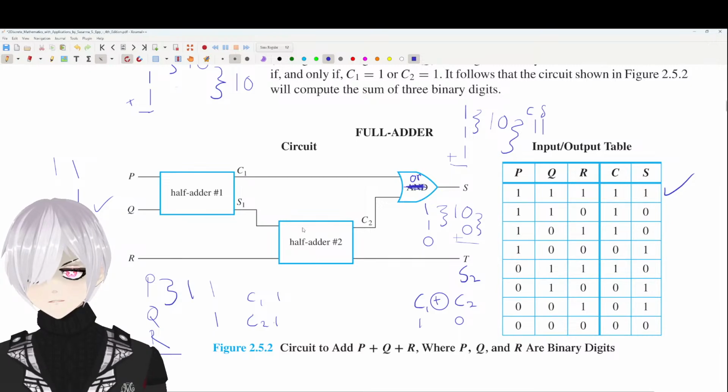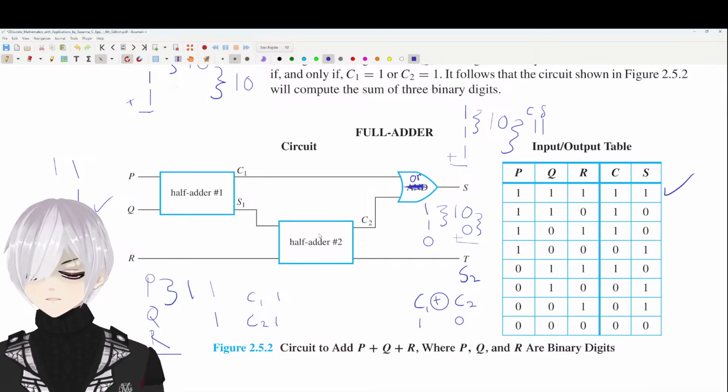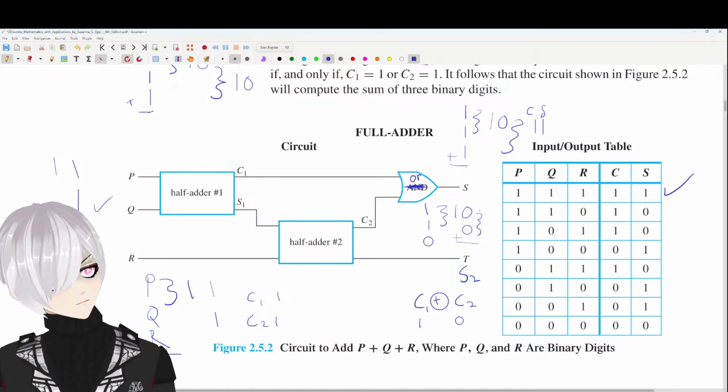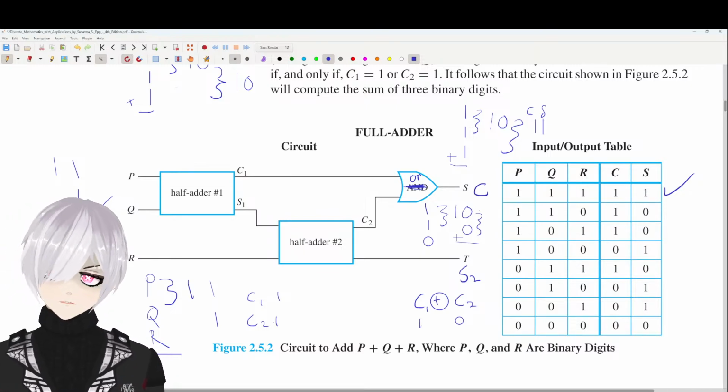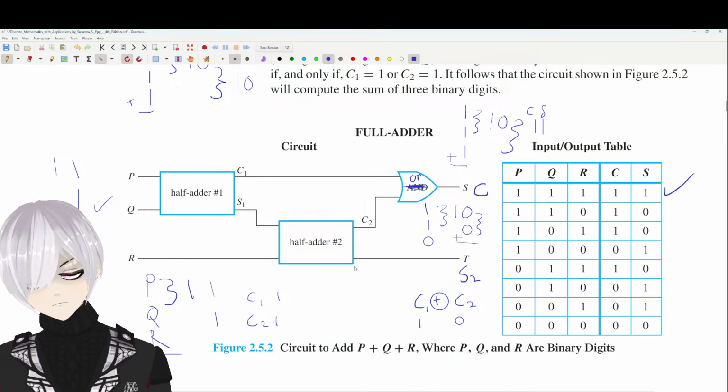Let's make sure. I guess these may have mislabeled everything. I think on the right, the S was really labeled C originally, and the T was really labeled S originally. So it should be CS instead of ST. Yeah, that's an unfortunate mistake. So S2 is the final S.